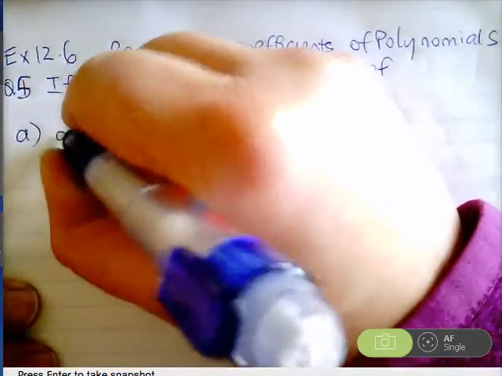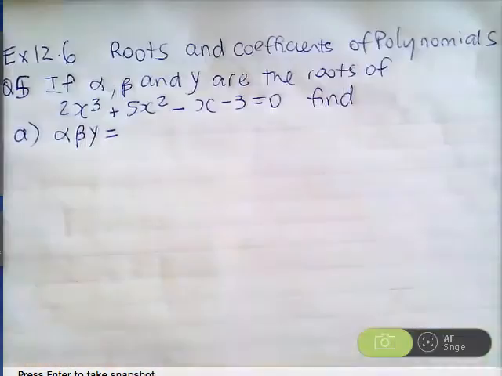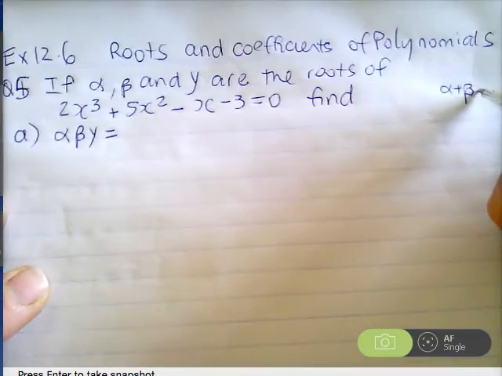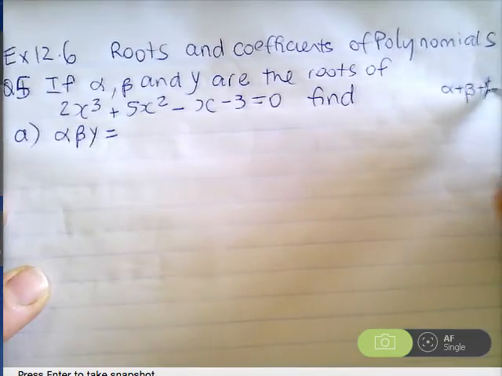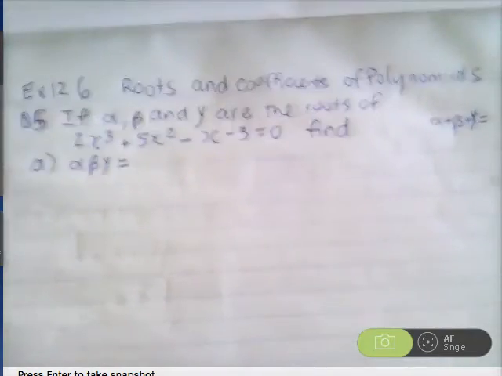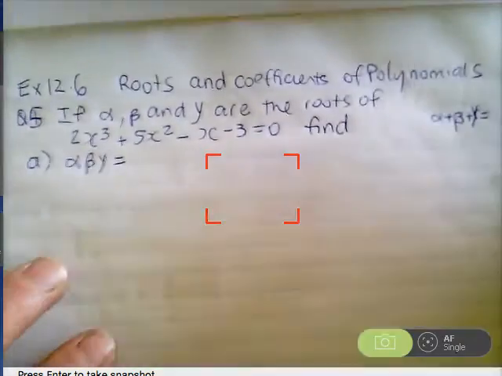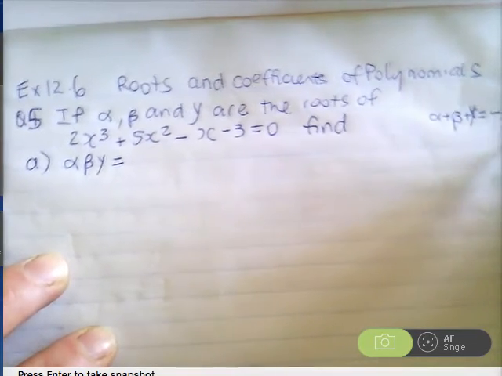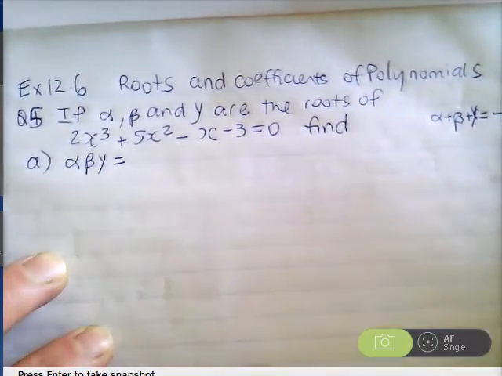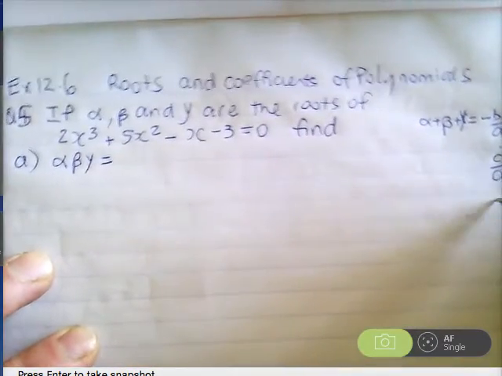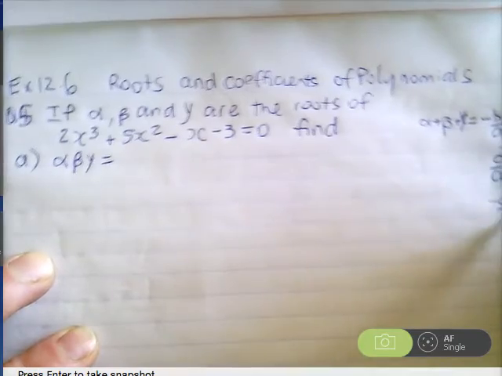A, find alpha, beta, gamma. Now this is what I want you to do on the side. Alpha plus beta, or one at a time. What's roots one at a time? Isn't it minus b on a, and 2 at a time is c on a, and what's 3 at a time? Or product.